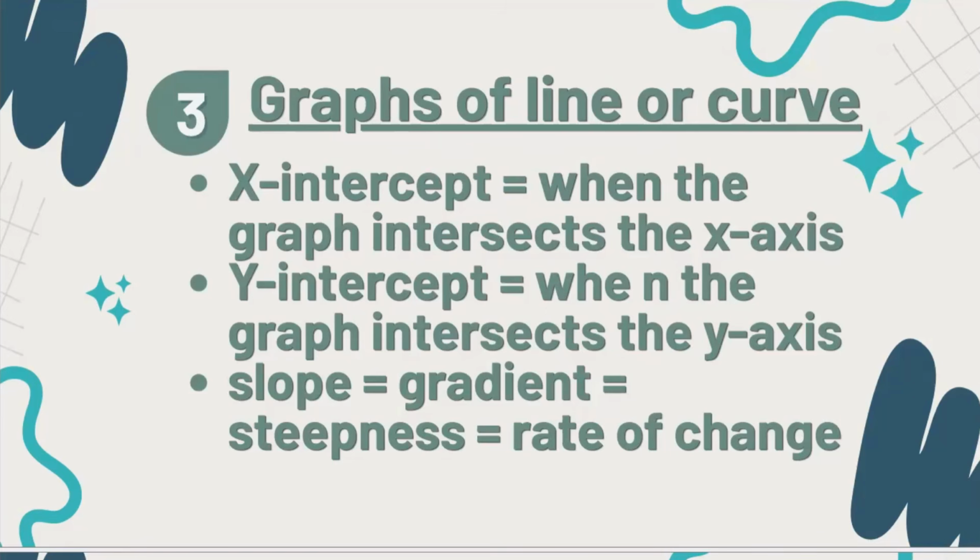Then slope is the same as gradient, is the same as steepness, is the same as rate of change. All four are interchangeable terms. So remember, if they say find the steepness of something, it's the slope. Find the slope of something, it's the slope. Gradient, slope. Rate of change, slope. So you need to be familiar with these terms because they're again interchangeable.